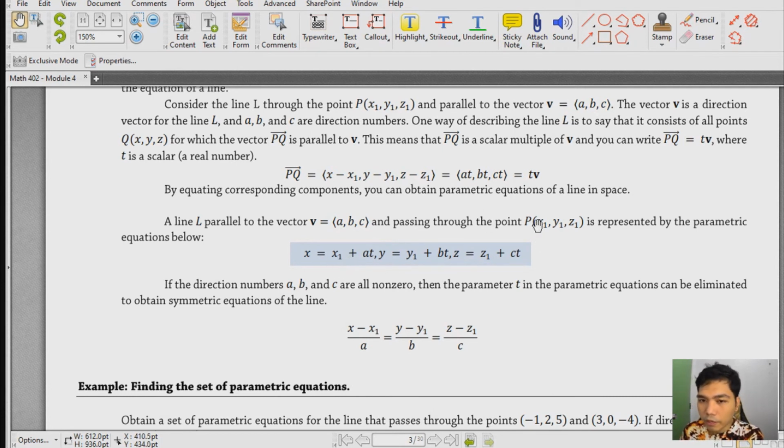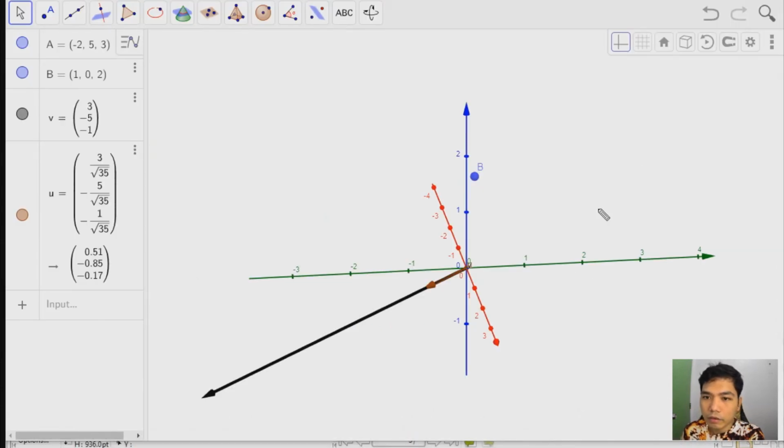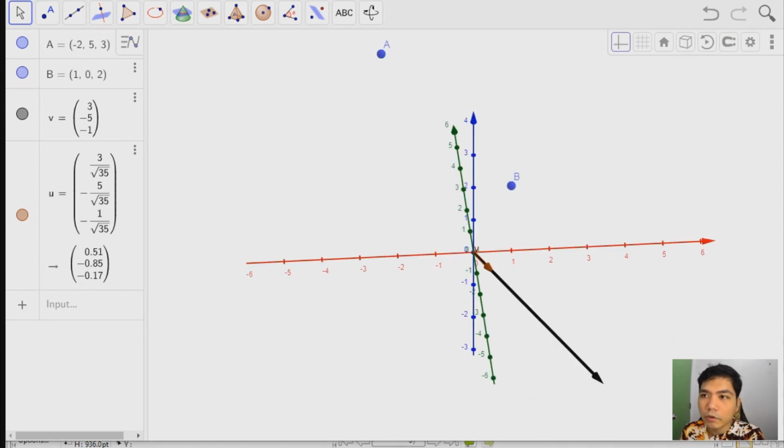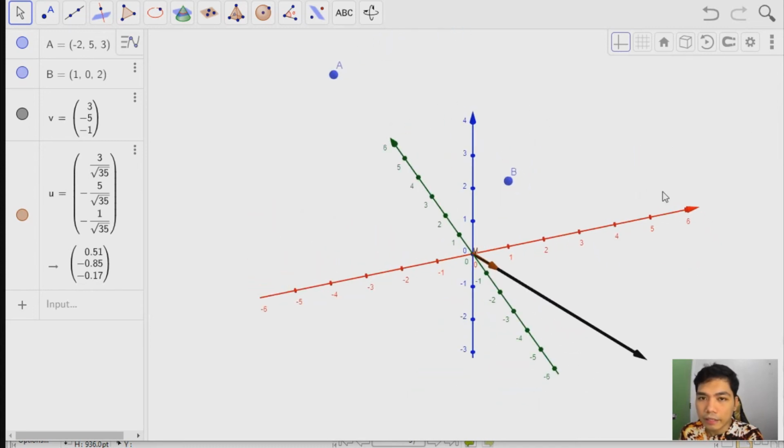So for example, meron kang PQ. So yung P, let's say meron kang dito, balik tayo. So let's say meron kang ito na lang, point A and point B. So gusto mo is you find the parametric equation from these 2 points. So what you have to do here is to determine yung ating tinatawag na direction vector or direction number, and in this case, this is the direction number 3, -5, -1, kasi that's the difference, no?